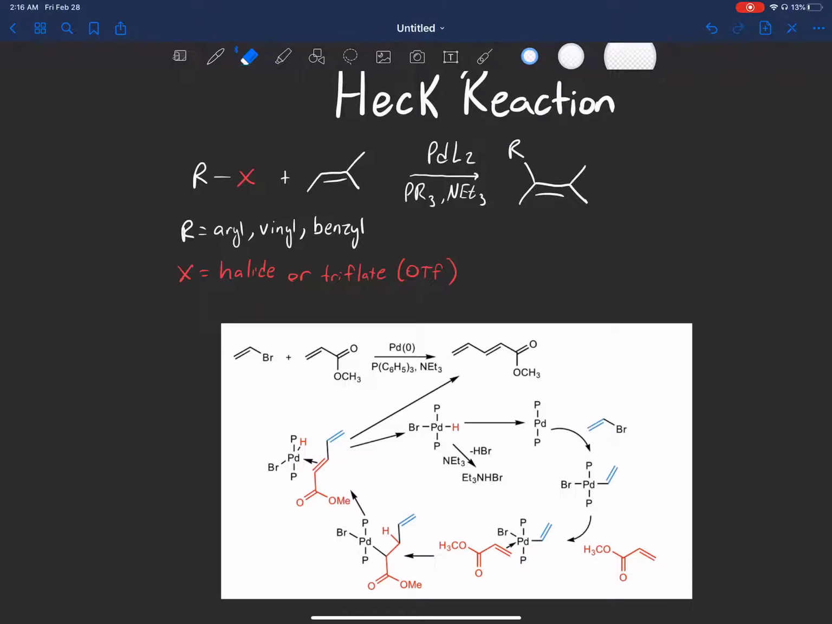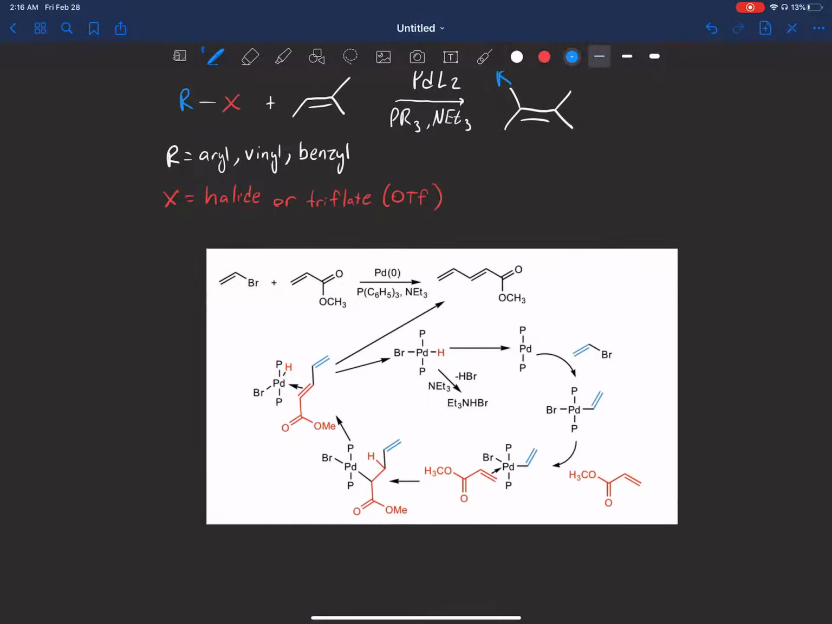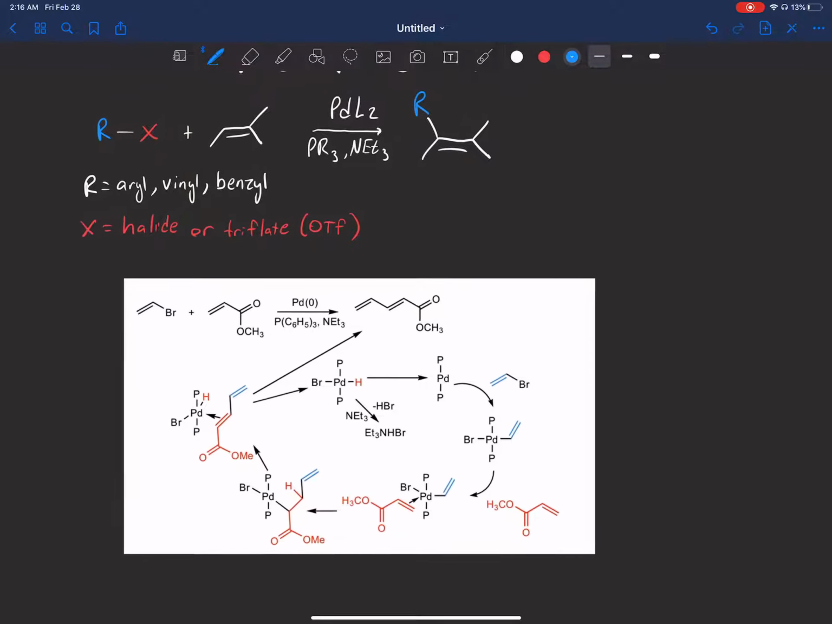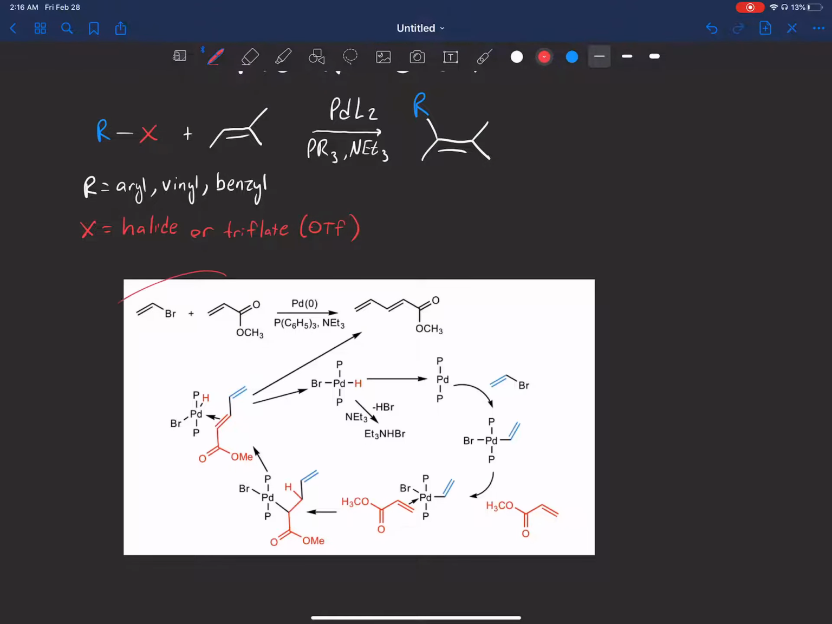Just to make it easier, let's change our group to blue. So our R group binds directly to that carbon of the double bond. A lot of these organometallic reactions are going to be able to do things that you guys think violate the rules of what you've seen so far, and so it allows you to do a lot of unique types of synthesis.